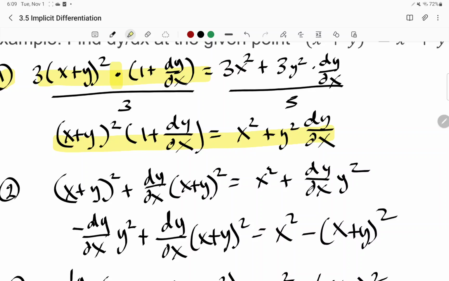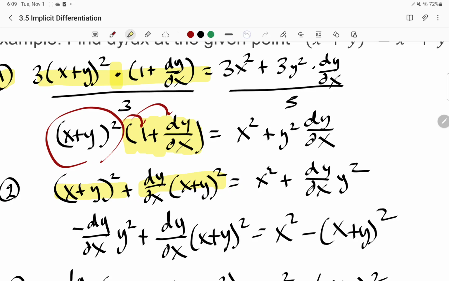But then I needed to get the dy dx terms on the same side, and that would be right here. I needed to get that somehow by itself. So what I had to do is take this and distribute into there. So that's where these two terms down here came from, the x plus y quantity squared, and then the dy dx times x plus y quantity squared.